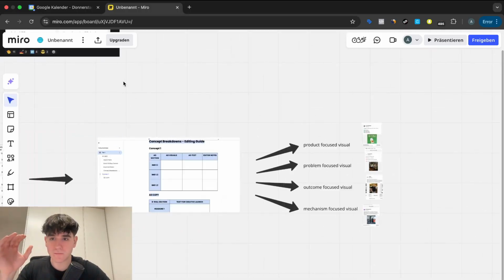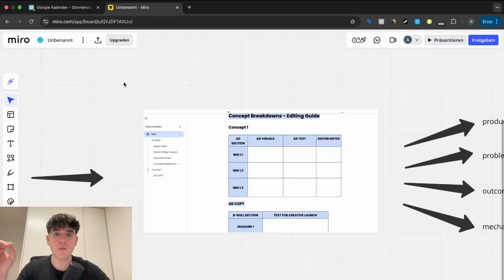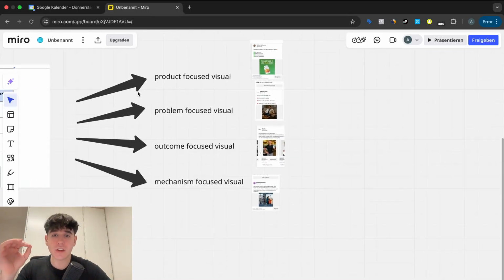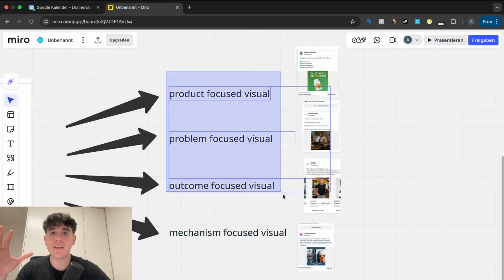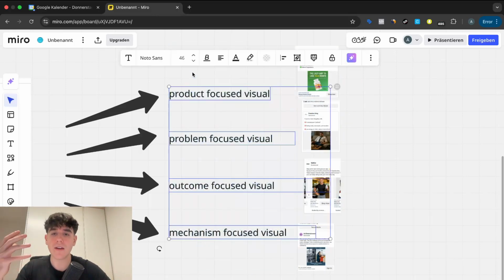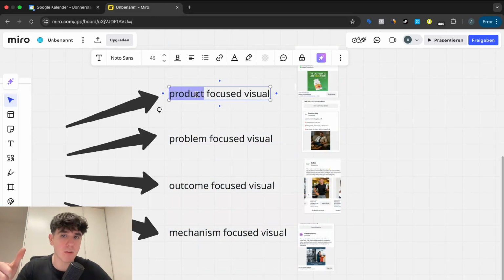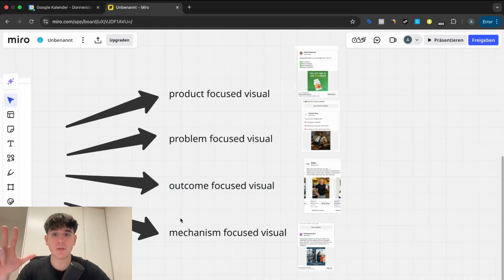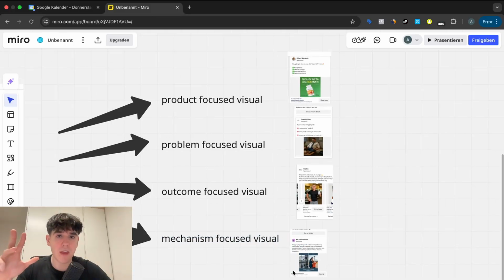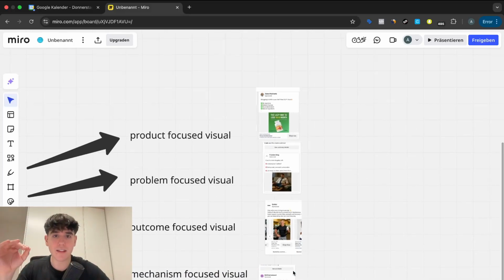Super important. Now, when we fill out this brief doc and do the research in terms of which visuals we should actually take and replicate, you're going to look for 4 different visual types for your ads, because there are always these 4 different visual types when we're talking about image ads. We have the product focused visual, the problem focused visual, the outcome focused visual, and the mechanism focused visual. These are the 4 different ones, and I'm going to break down exactly what they look like.